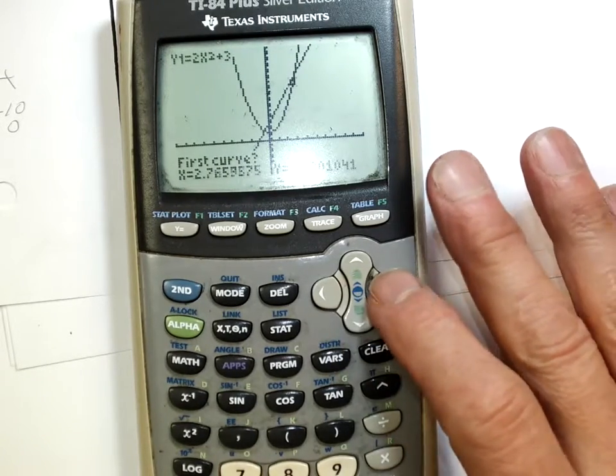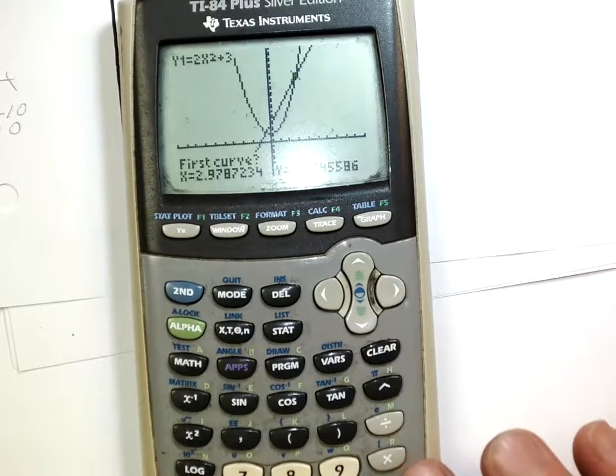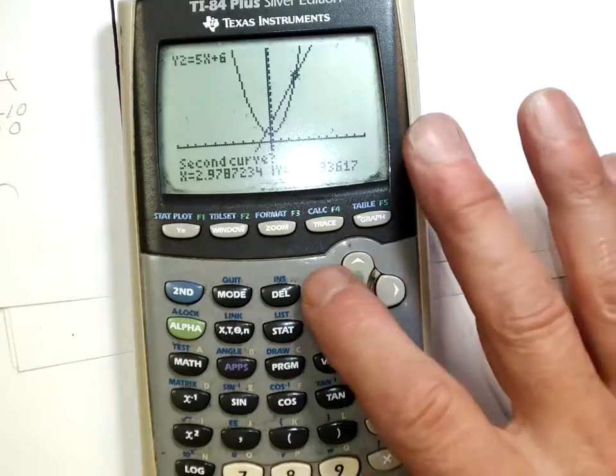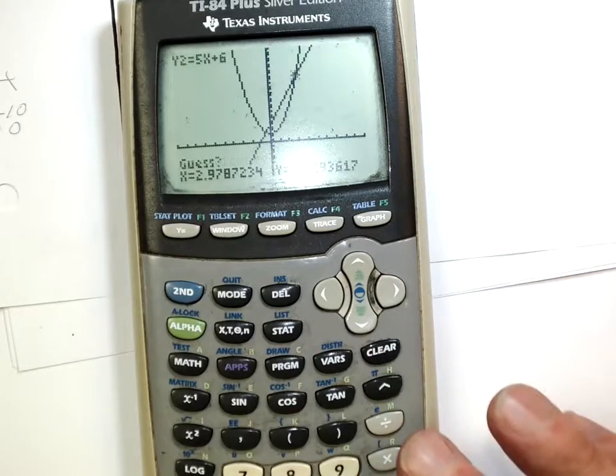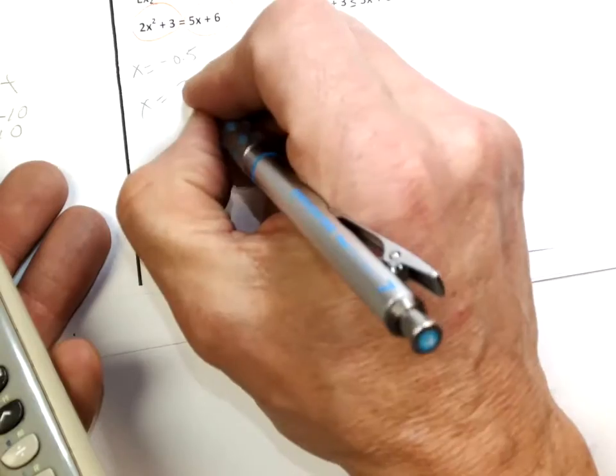Right about there. What do you think? Right about there. Okay. Push enter and it locks it in. The other second curve, yeah, it's right about there. Push enter. Guess. I don't need to guess. So what's the x value? I'm solving for x. 3. Okay, x equals 3. Okay, there we go.